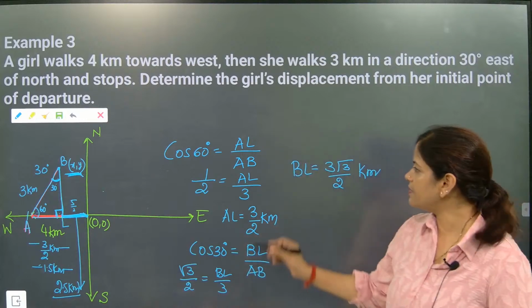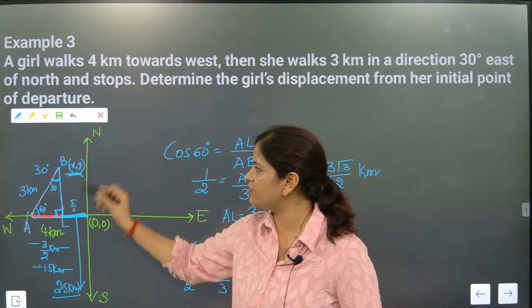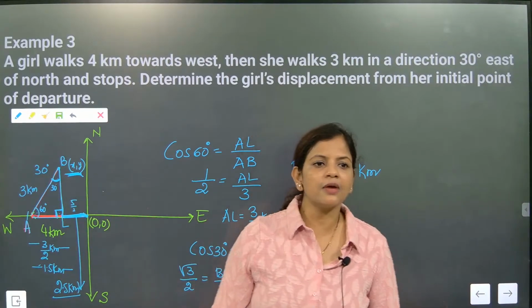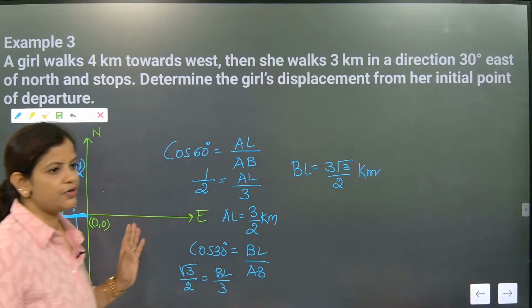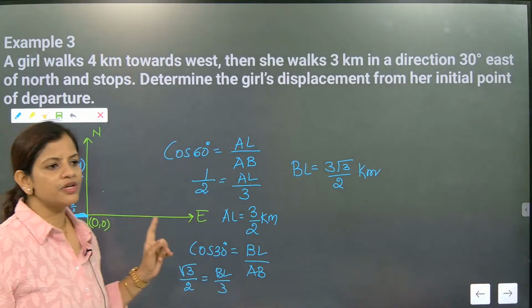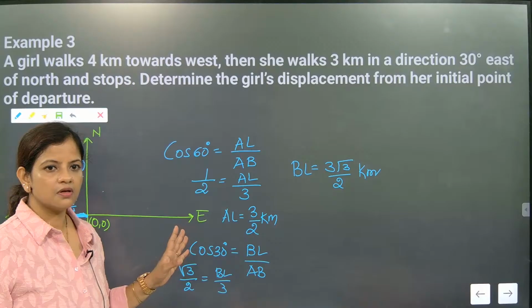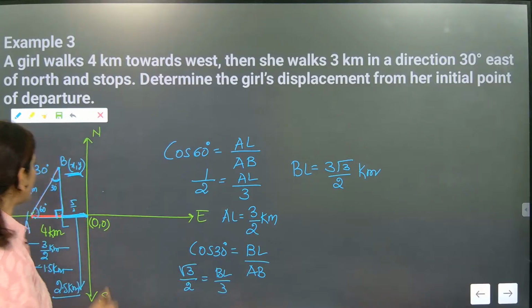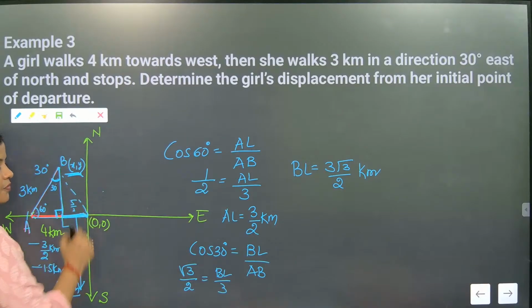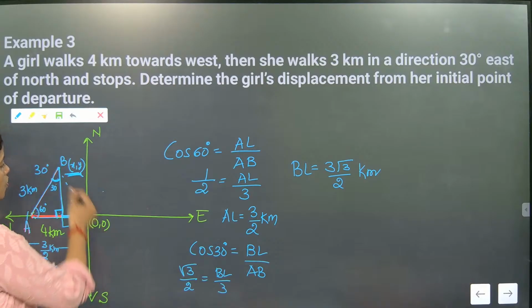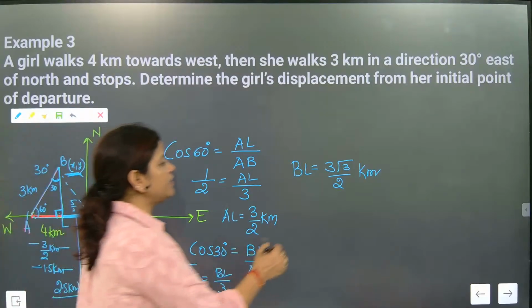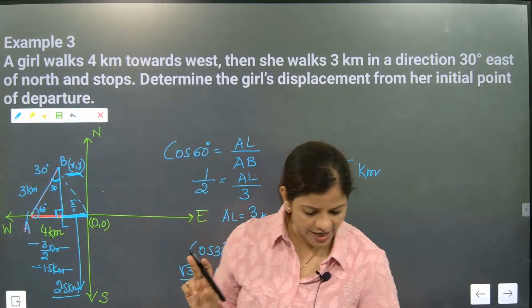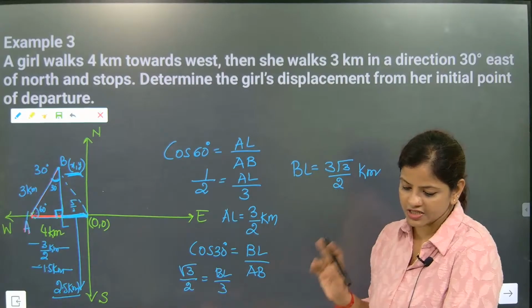Done? Now, beta, BL is this distance, the y value. So what are x and y? X is 5 by 2. Y is 3 root 3 by 2. The shortest displacement is this, na, beta, from the origin. So this OB is exactly the resultant vector. They asked only for that vector, na? So this part is exactly what they have asked.